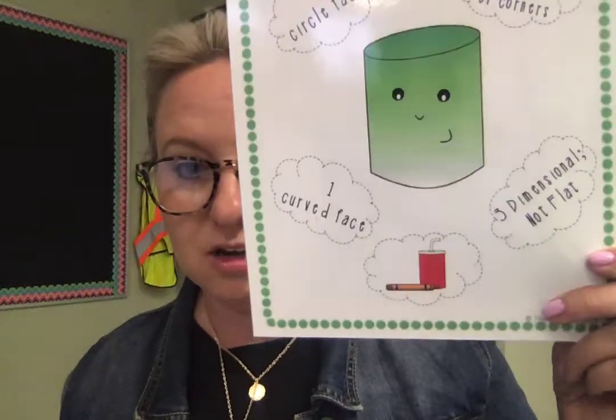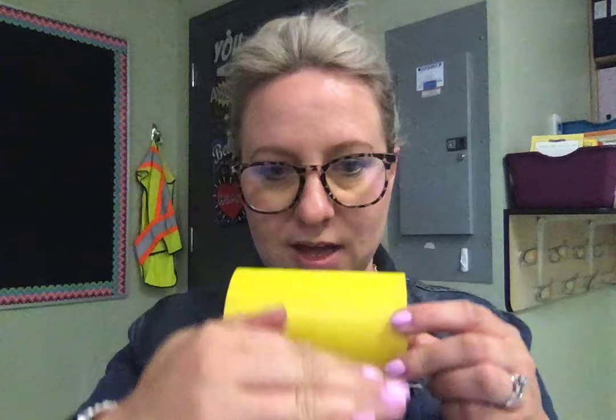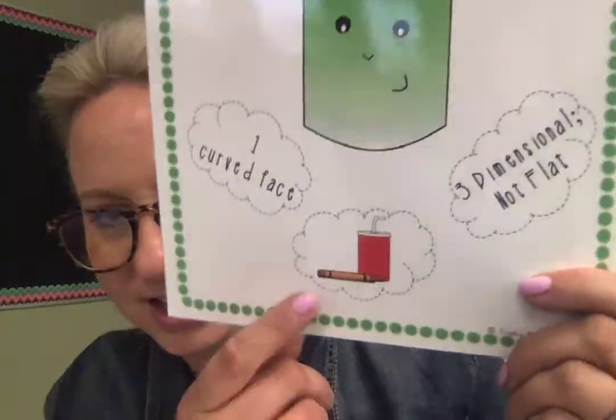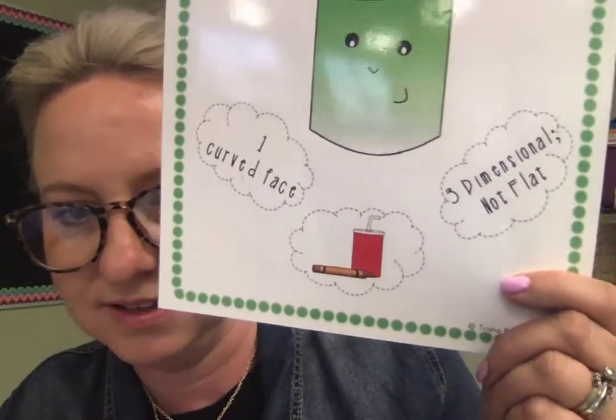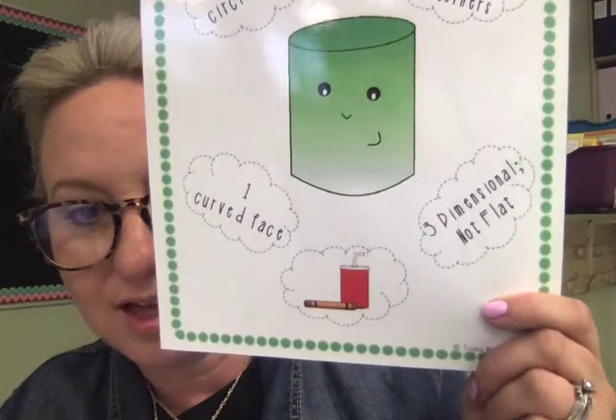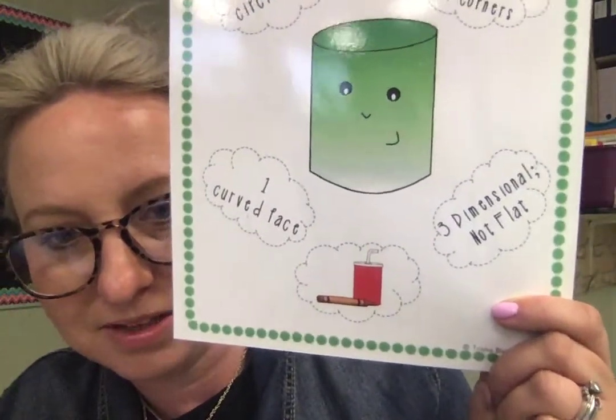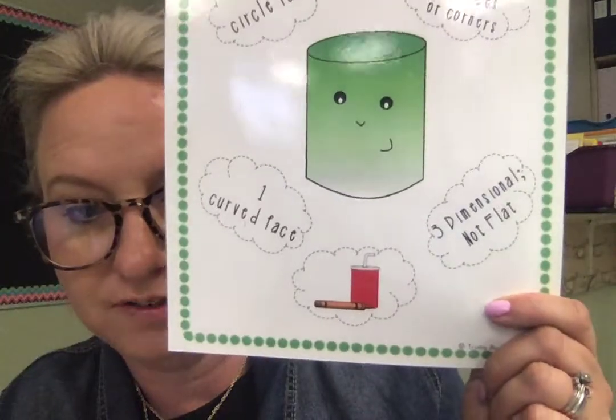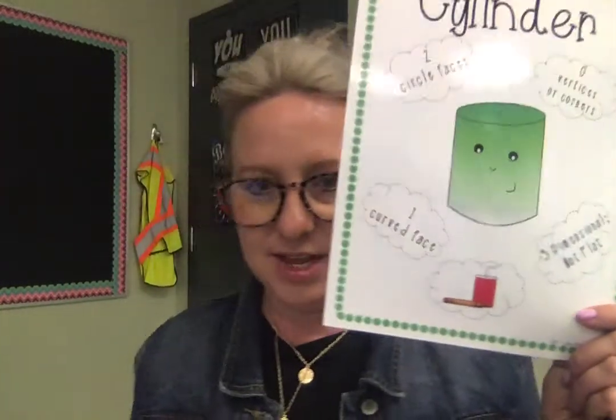It has one curved face. So you can see this part here. If I were to unroll this and make this flat, this would be one big face, but it's curved. And then down here, take a look at some examples of some things that are cylinders. Maybe your crayon. Or this one looks like a drink. Maybe it's a pop or a drink, looks like a drink from the movie theater. So that one is called a cylinder.